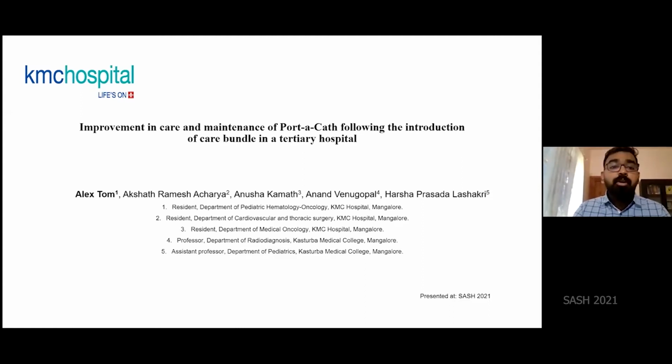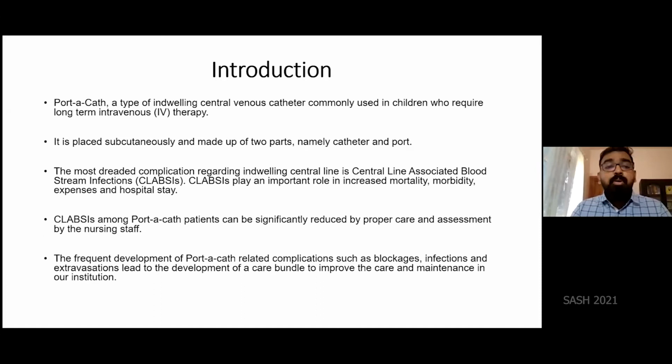Today, I'm going to talk on improvement in care and maintenance of Portacath following the introduction of a care bundle in a tertiary hospital. Portacath is a type of indwelling central venous catheter commonly used in children who require long-term IV therapy. It is placed subcutaneously and is made up of two parts, namely the catheter and the port. The catheter is a soft, thin, hollow tubing which is tunneled under the skin, and the other end of the catheter is located just outside the heart or in the great vessel, while the port is a disc-shaped device placed on the chest, which is connected to the catheter.